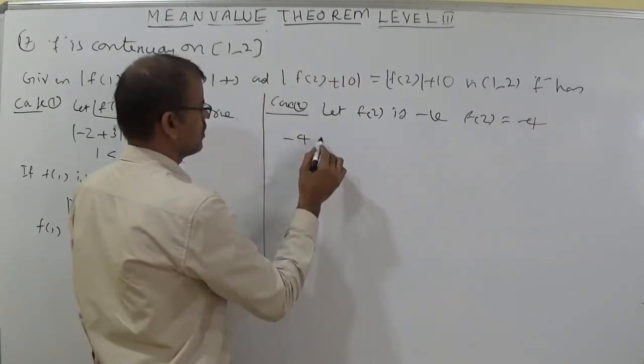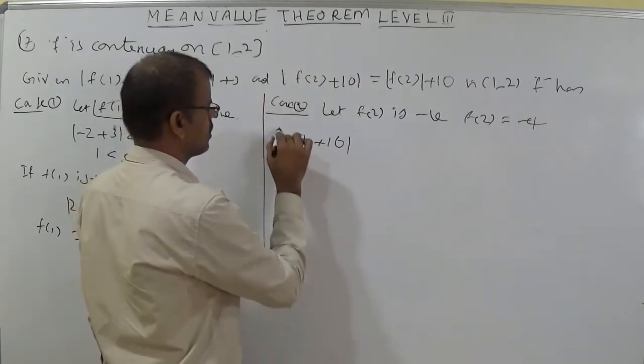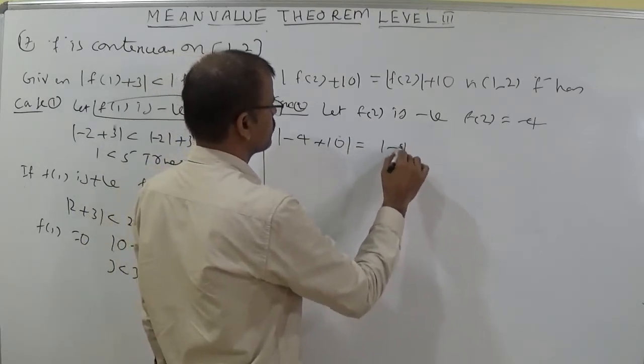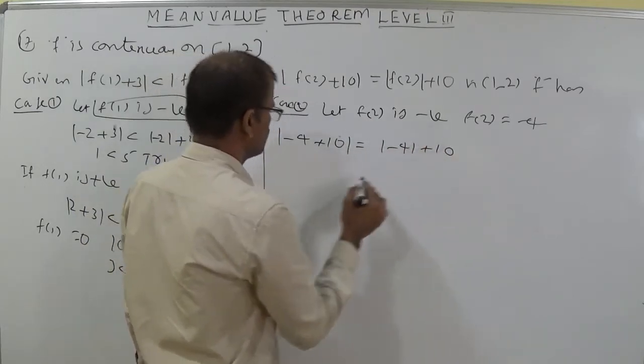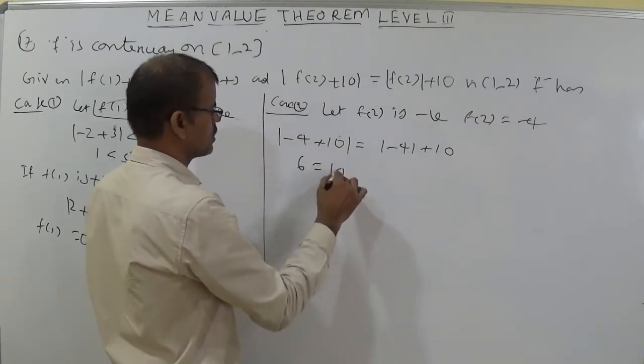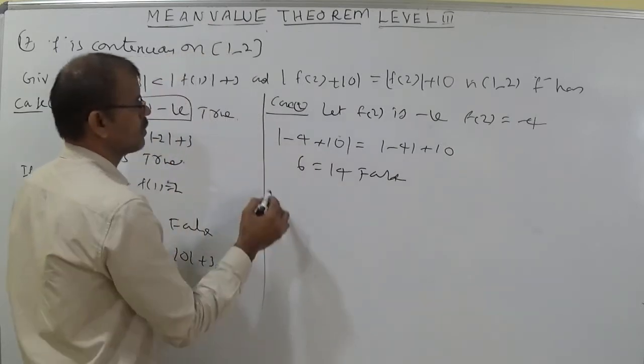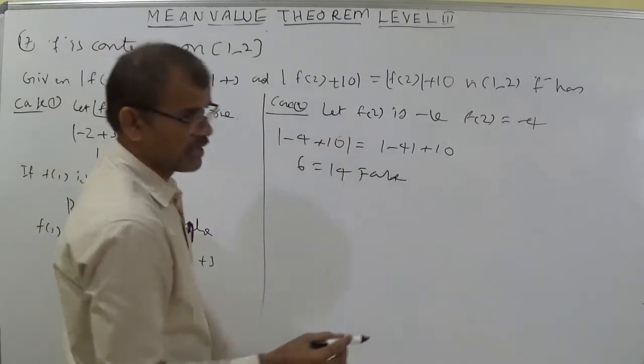I have taken minus 4. Minus 4 plus 10 is equal to modulus of minus 4 plus 10. So 6 is equal to 14. This is false, wrong. So negative is not correct.